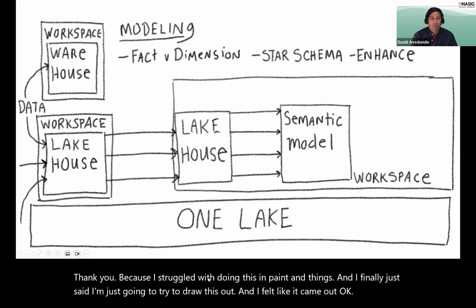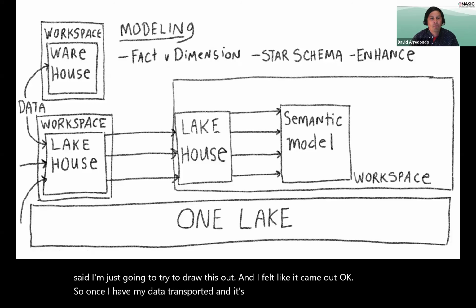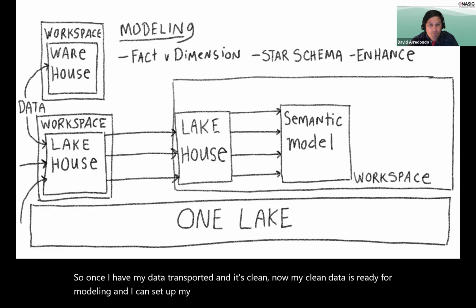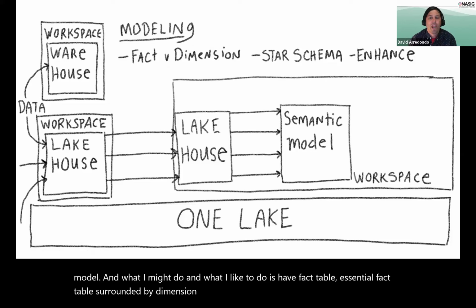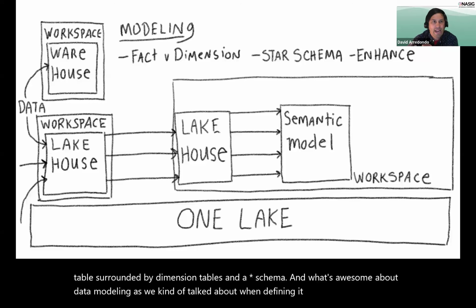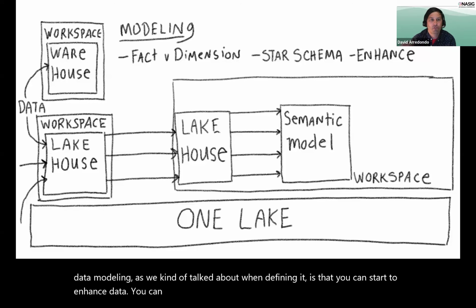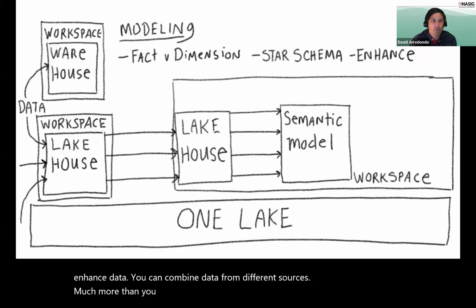So once I have my data transported and clean, my clean data is ready for modeling, and I can set up my semantic model, which is synonymous with a data model. What I like to do is have a central fact table surrounded by dimension tables in a star schema. And what's awesome about data modeling, as we talked about when defining it, is that you can start to enhance data. You can combine data from different sources much more easily than in more manual Excel-based processes.